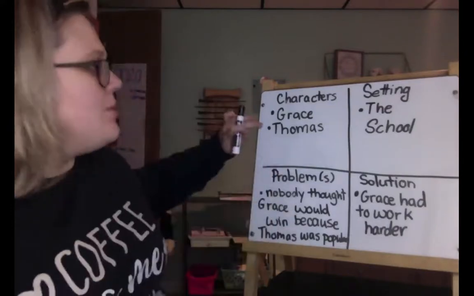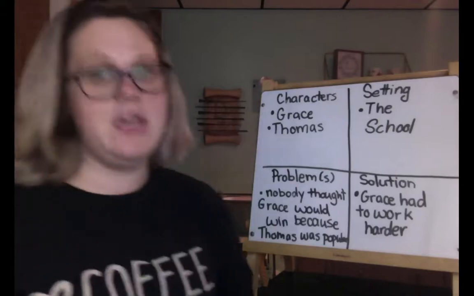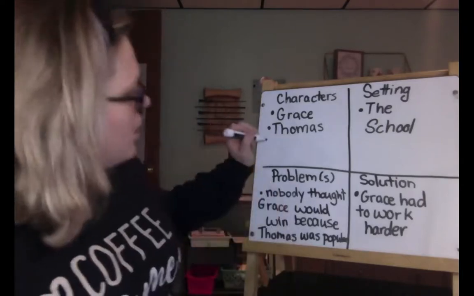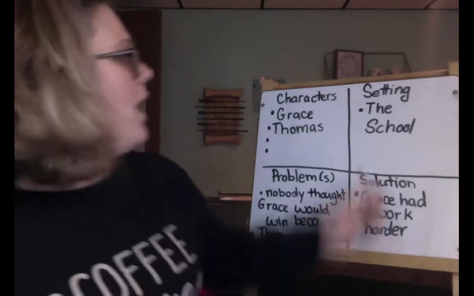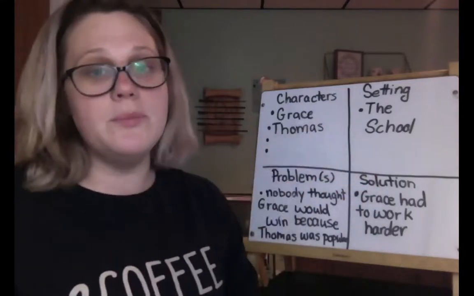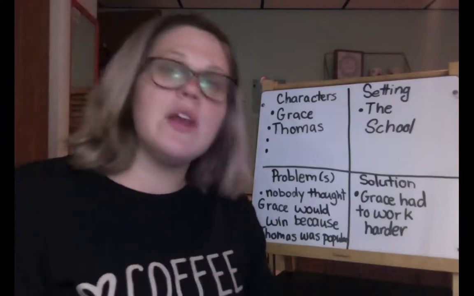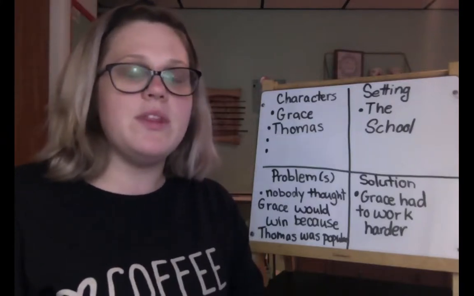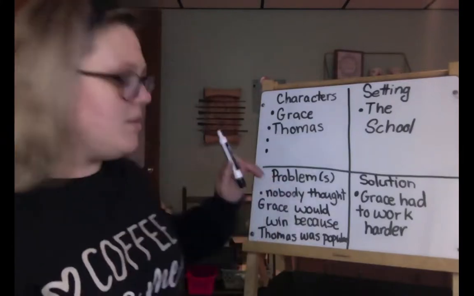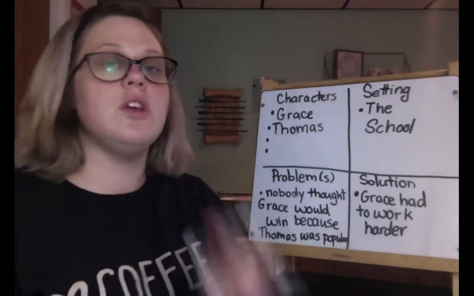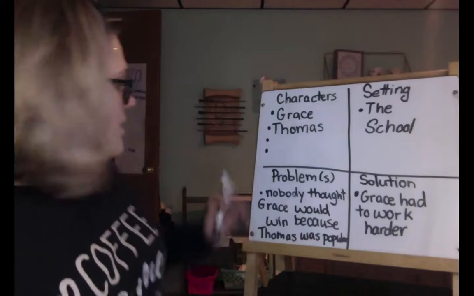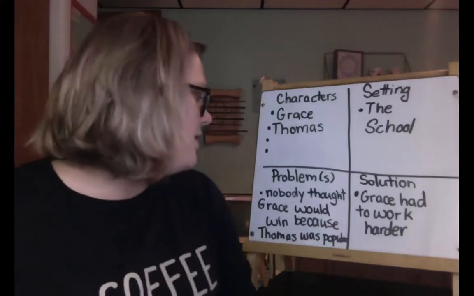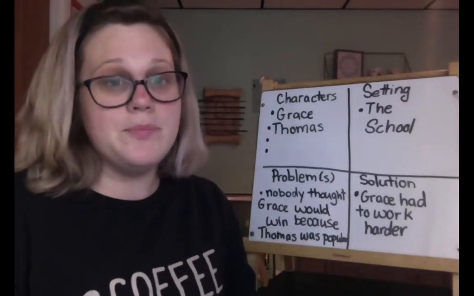I wrote just a few characters. There were many more characters in the story, and you should have 2 or 3 more listed in your journal. I wrote the setting, which was the school. The problem: when I thought about the problem, I wanted to think about what that main problem was. If I had more space, and you could do this in your journal, you could write out multiple problems. So I said that nobody thought that Grace would win because Thomas was just more popular.